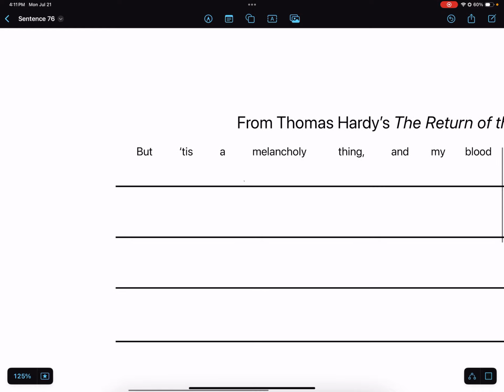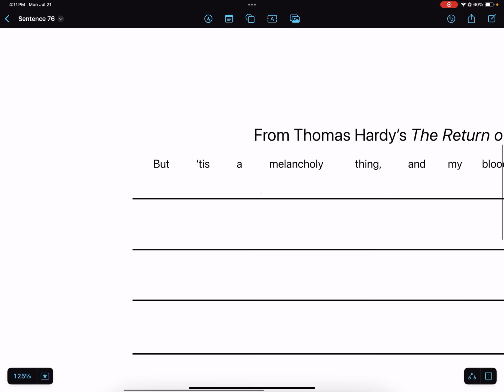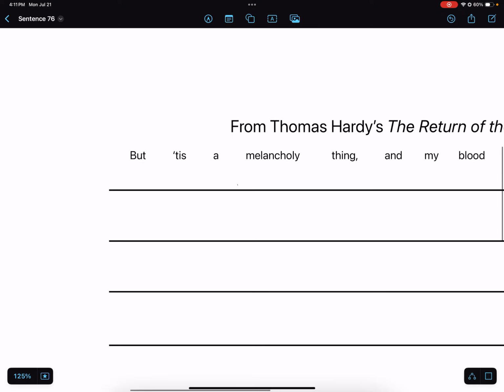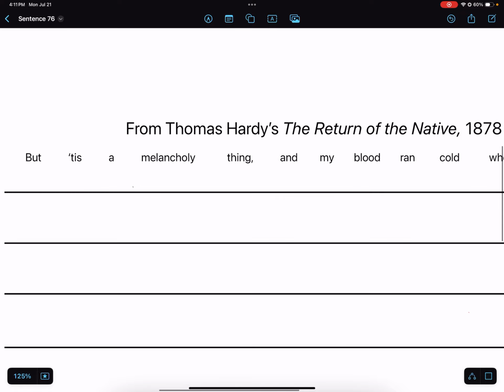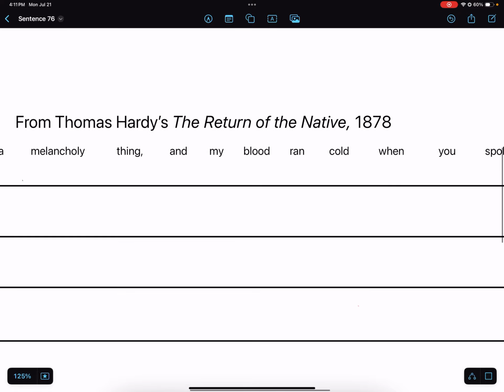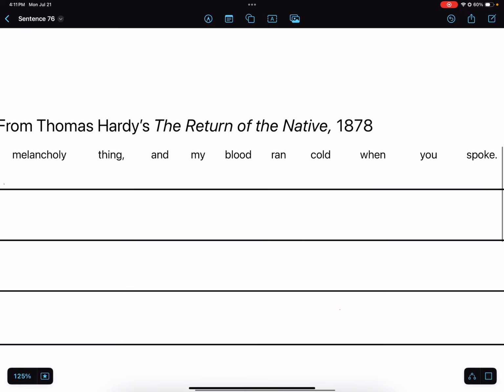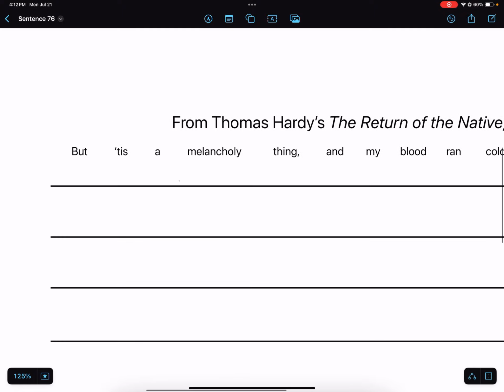So this level is actually pretty straightforward for this sentence. So we have our first word, but, here. So here's the entire sentence. But 'tis, or it is, a melancholy thing, and my blood ran cold when you spoke. So that's our sentence here that we're analyzing.